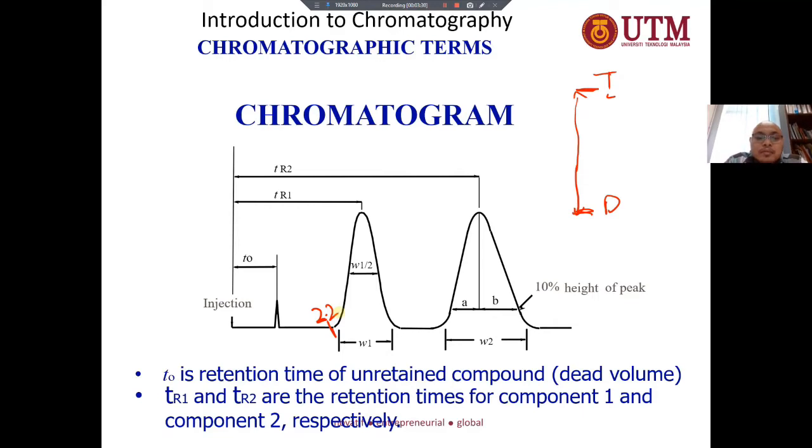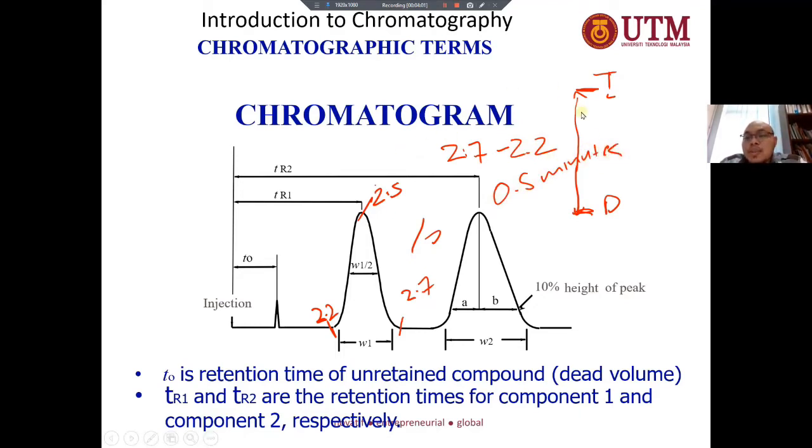Where is my pen? Why is it not working? Okay, 2.5 minutes, and then it goes down back to the baseline at 2.7 minutes. So the width W1 is 2.7 minus 2.2 minutes, so it's 0.5 minutes. This is the common measurement used in most of the calculations.